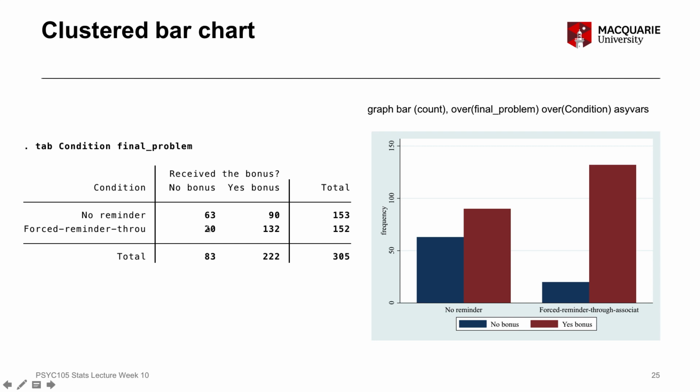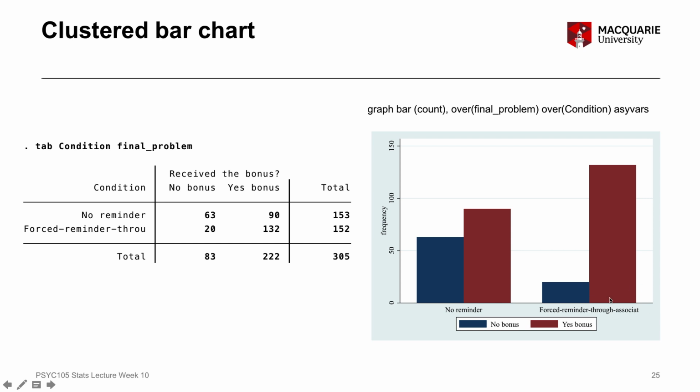So you can see, just like the table showed us, in the no reminder condition, there's a reasonably even split of people. There's a few more people who did versus didn't get the bonus. The red bar is a bit higher than the blue bar in the no reminder condition, but it's more even than in the reminder through association condition.